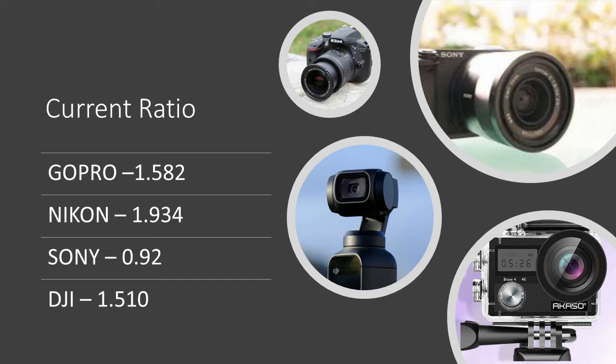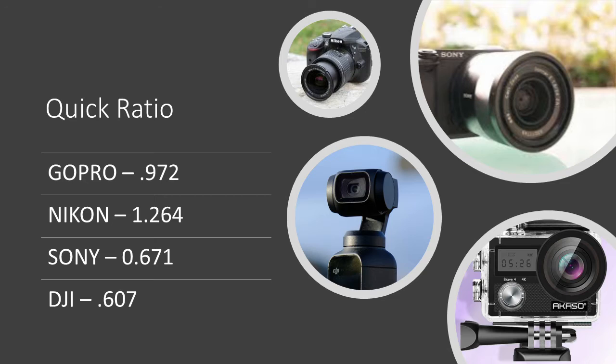This ratio has increased in the past 2 years, making GoPro appear more stable. Having a ratio over 1 means they can pay off current liabilities with their assets, more specifically 1.5 times over. Comparing this to other rivals such as Sony with a ratio of 0.92, Nikon 1.934, and DJI 1.510, GoPro is better off than Sony, the same as DJI, but worse than Nikon.